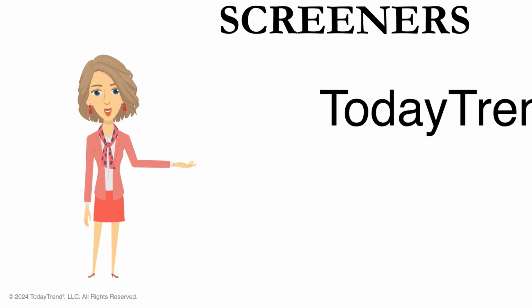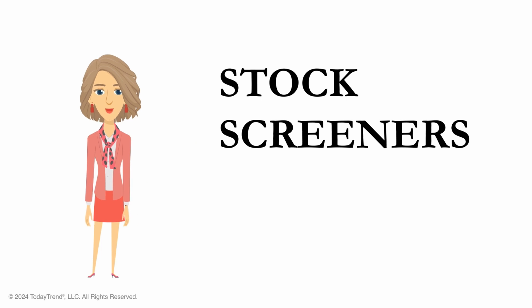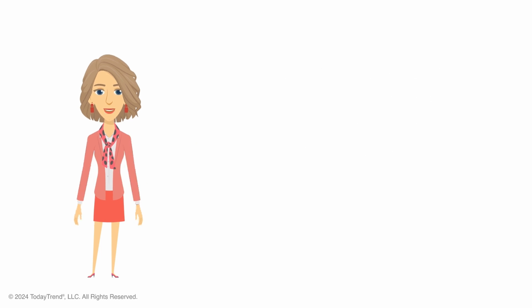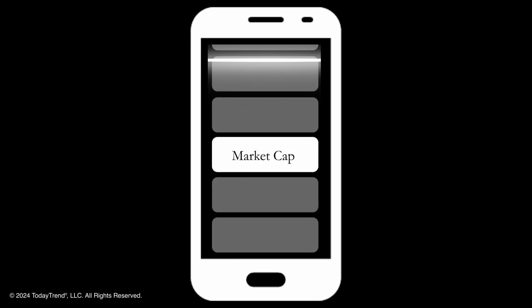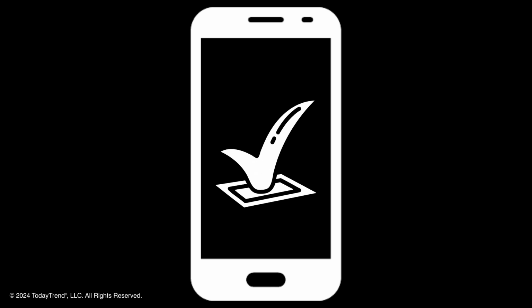In this video, we'll introduce you to stock screeners. By the end of this video, you'll understand what stock screeners are and how to use them to find investment opportunities. Stock screeners are online tools that allow you to filter and search for stocks based on specific criteria such as market capitalization, PE ratio, dividend yield, and more. They help investors quickly identify stocks that meet their investment strategies.